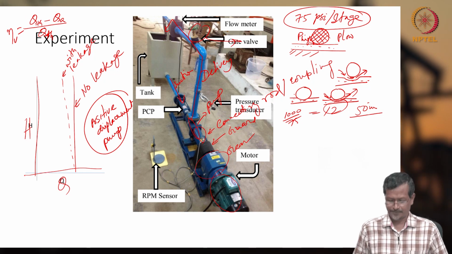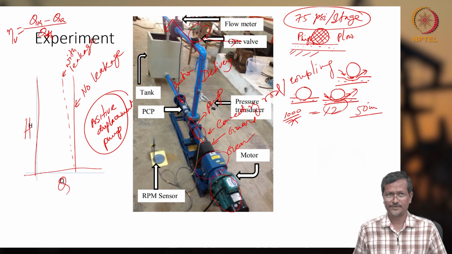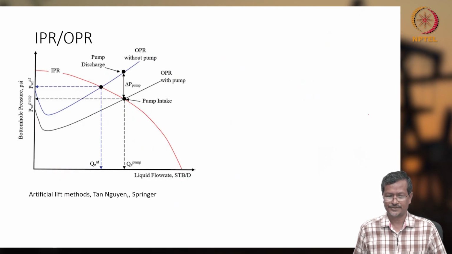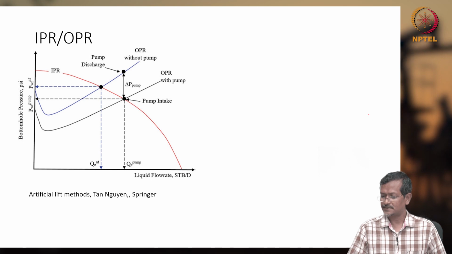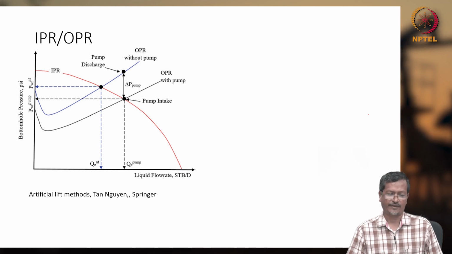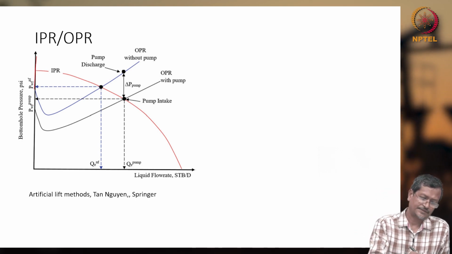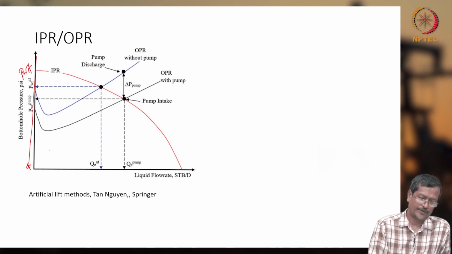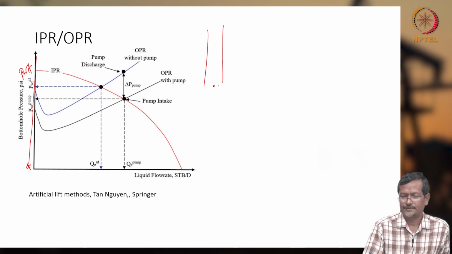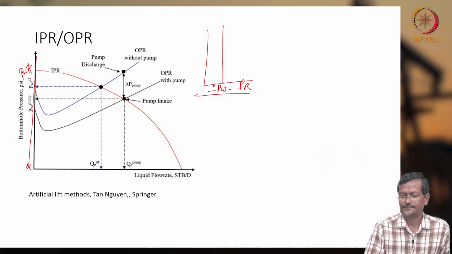Okay, this whole experimental description I have given in previous lectures. Please follow those lectures. Now, when you are using PCP as an artificial lift, how does it affect things? Okay, so you can see this flowing pressure PWF, wellbore flowing pressure. You can remember this one, PWF, P reservoir.